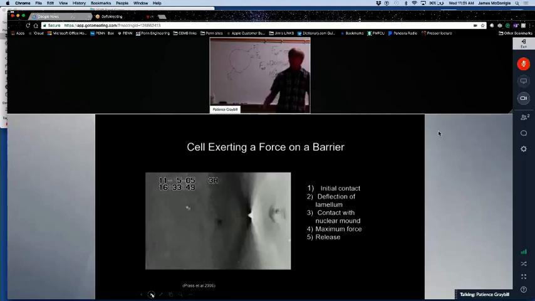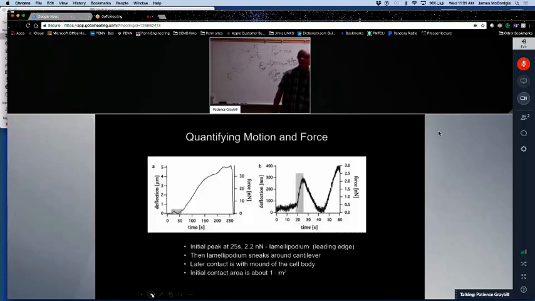Then you get to the maximum force point. So now it crawled through, you can see it coming out on the other side. And so during that whole process, it was possible to measure the force exerted by the cell. Okay? And this is what it looks like.